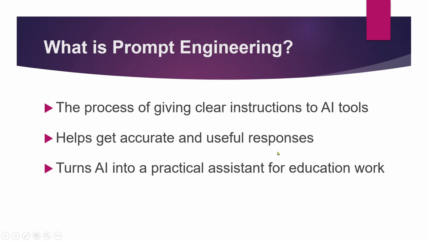Next, most of us know what prompt engineering is, and in our last session Madam showed us some of the definitions of prompt engineering. Basically, a prompt is a clear instruction given to AI, because if you want to talk to AI, you need to be very clear. So prompt engineering is about that, and it helps us get accurate and useful responses. It also turns AI into a practical assistant for education work. If you know how to do correct prompting, it will be your personal assistant, and it will make your work much easier.